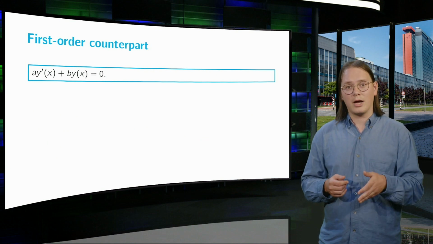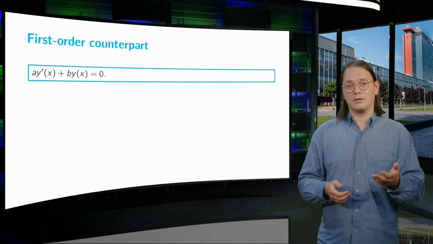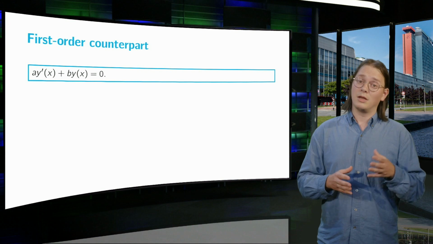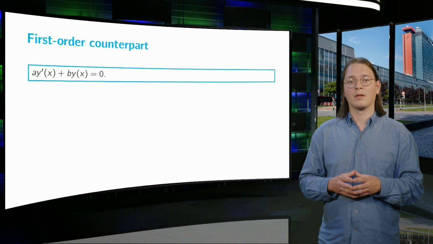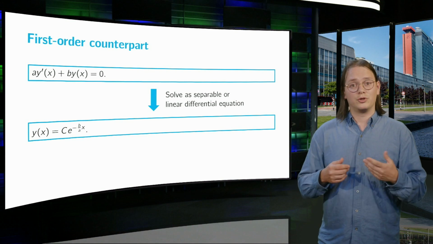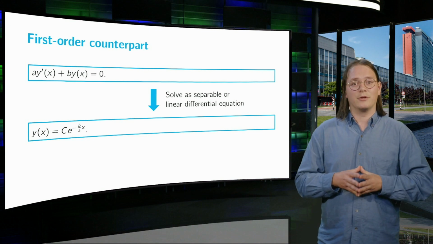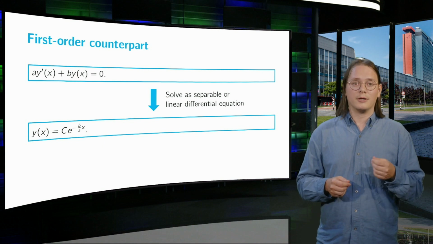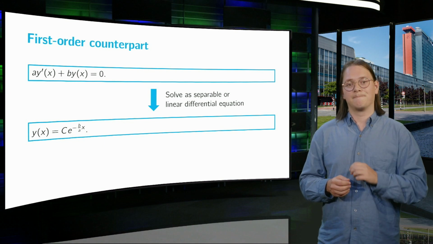For solutions of this equation, we take inspiration from its first-order counterpart, which takes the form a times y prime plus b times y is equal to 0. This equation is both separable and linear. You can use the techniques from either separable or linear systems to show that the solution to this differential equation is given by y of x equals c times e to the power minus b over a times x.